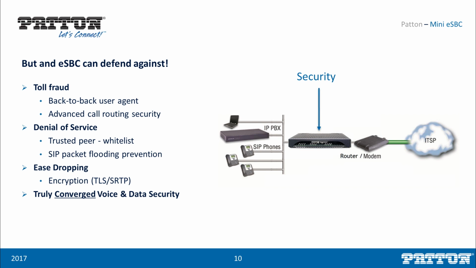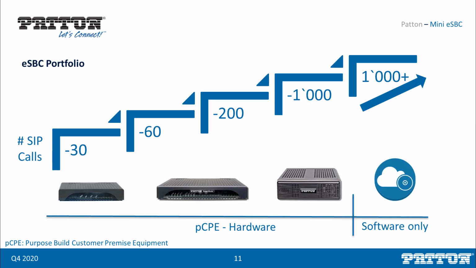In order to prevent eavesdropping, we're using encryption, which is the now famous TLS and SRTP protocol. So when you look at a Patton SmartNode, you can really think of it as a truly converged voice and data security appliance.